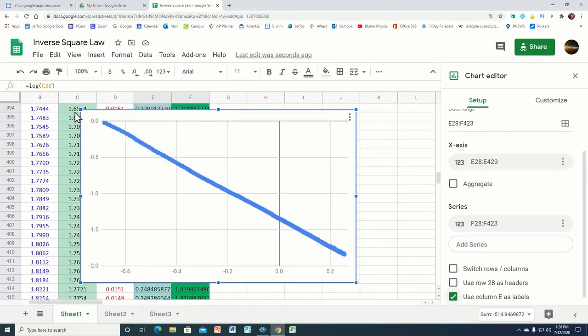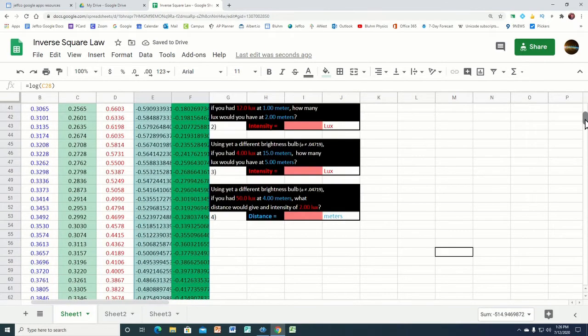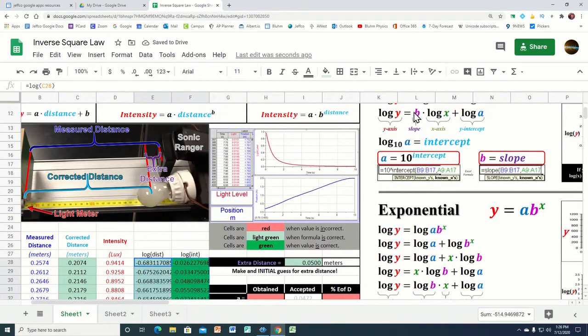And boy, that looks like a nice straight line. So it really does look like, because we got a straight line with log of distance and log of intensity, that tells us that it is a power relationship. I'm going to go ahead and just delete that, come back to the top, because we know now that it is a power relationship. It takes on this form.